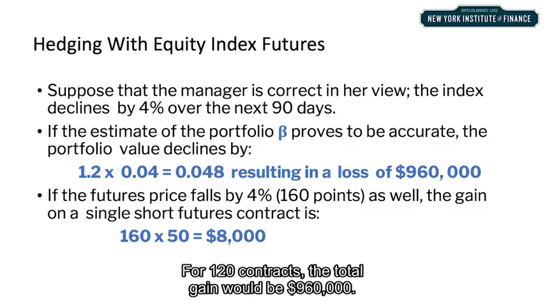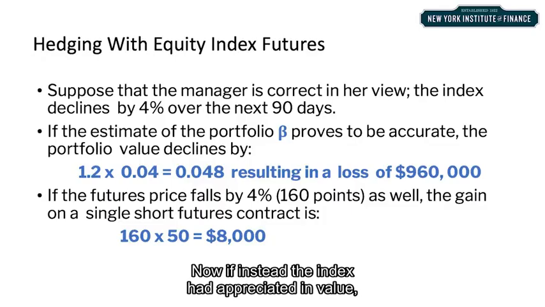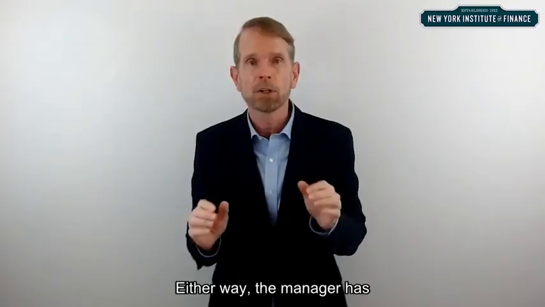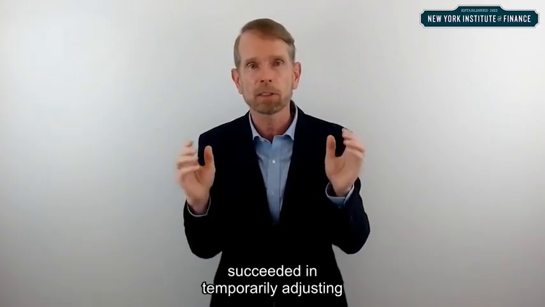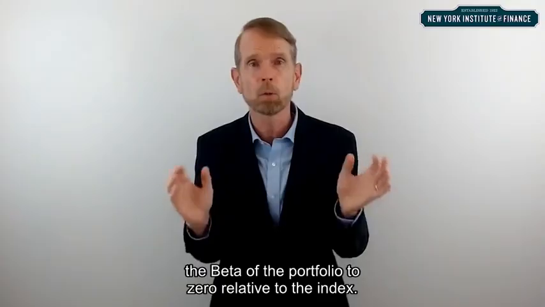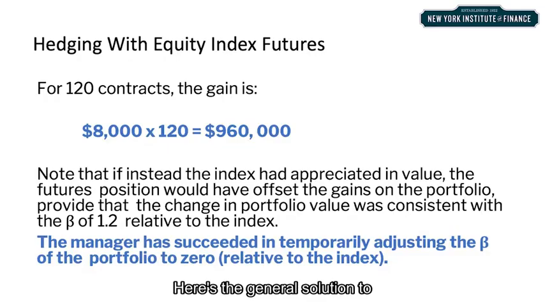For 120 contracts, the total gain would be $960,000. Now, if instead the index had appreciated in value, the short futures position loss would have offset the gains on the portfolio, provided the change in the portfolio value was still consistent with that beta of 1.2 relative to the index. So either way, the manager has succeeded in temporarily adjusting the beta of the portfolio to 0 relative to the index. Here's the general solution to the beta adjustment problem.